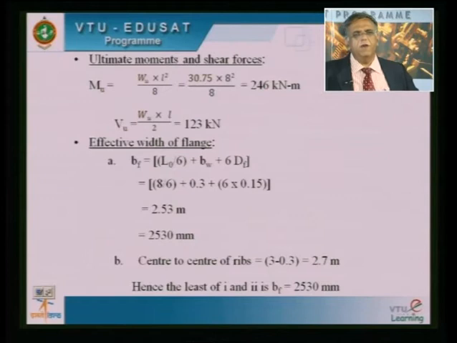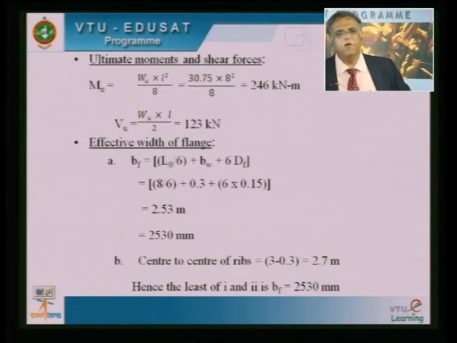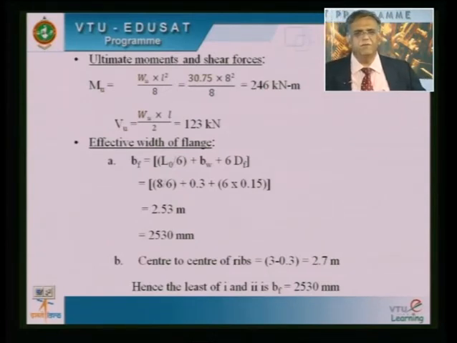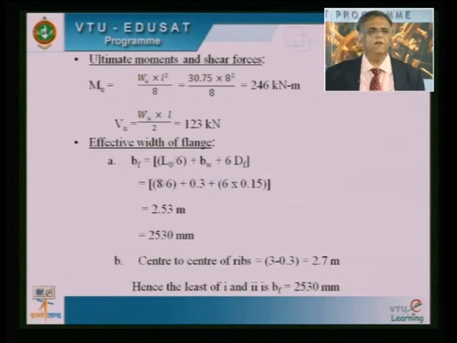Number 1, BF equal to L naught by 6 plus BW plus 6 times DF, where L naught is the distance between the zero moments, in this case it is 8 meters, the distance between the two supports, plus 0.3, the web width, plus 6 times the flange thickness. You are going to get the value of BF as 2.53 meters.